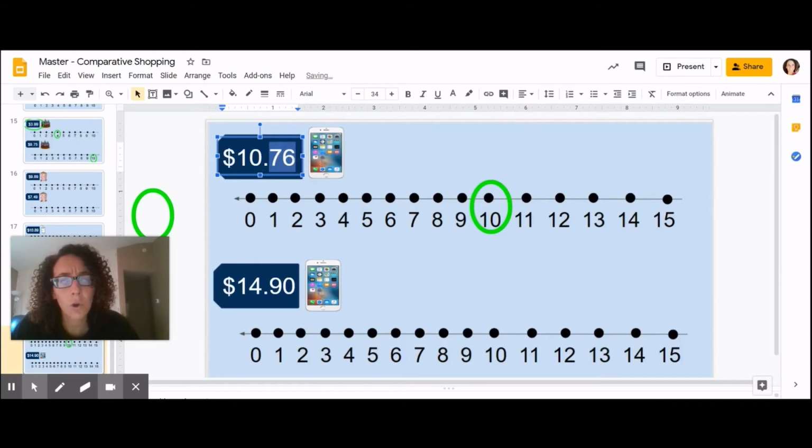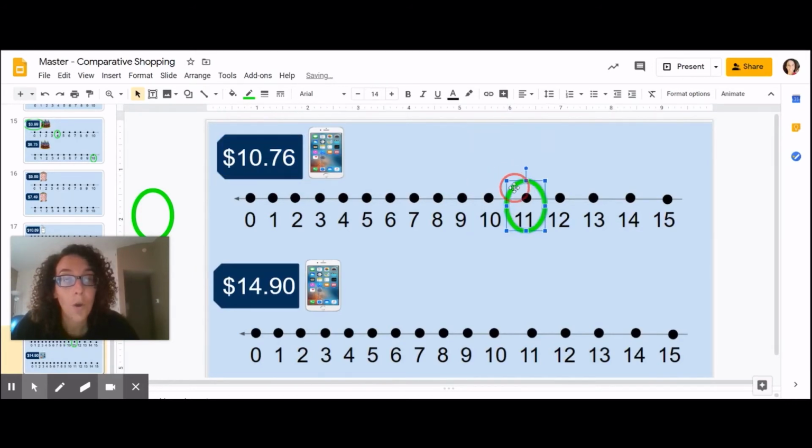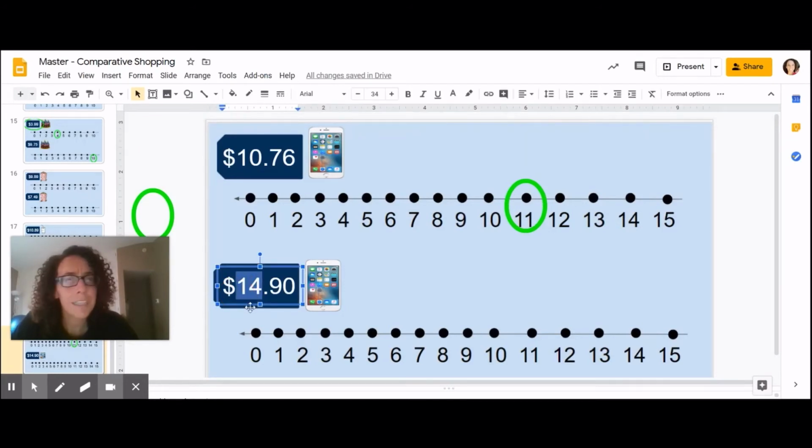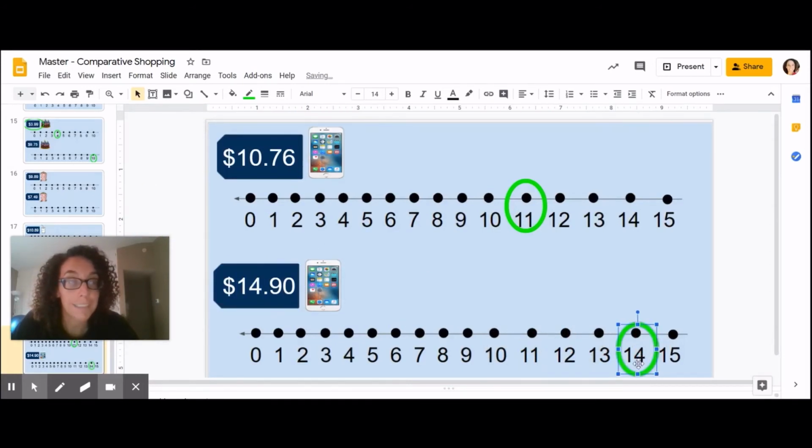Now, is there coins? Yeah, there are coins. So we're going to move it up one more dollar. Let's do it for this price. What number is that? It's a big number, a 1 and a 4. That number is 14. Here it is, a 1 and a 4, 14. But are there coins? Yeah, there are coins, so we're going to move it up one more dollar.